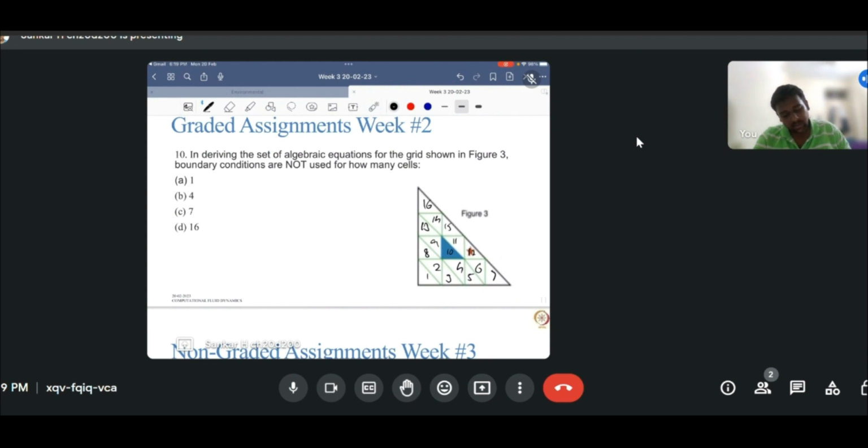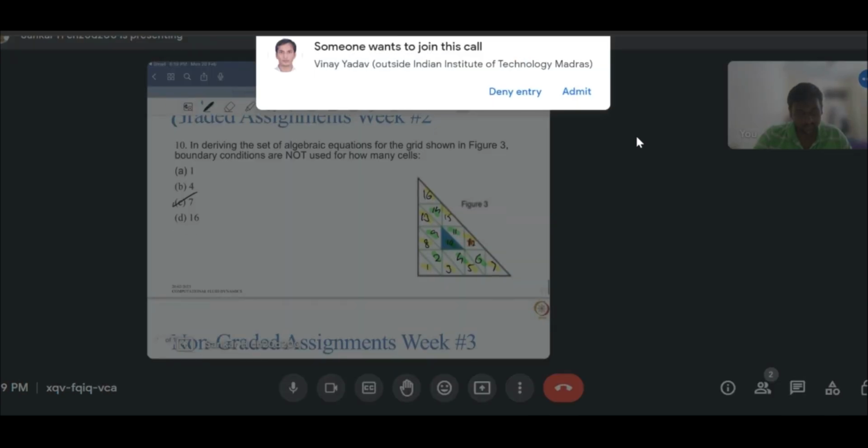16 cells in total. And out of which the boundary is shared by cell number 1, cell number 3, 5, 7, 12, 15, 16, 13 and 8. So there are in fact 9 cells that are in contact with the boundary. So it will be 1, 2, 3, 4, 5, 6, 7 cells that do not have a boundary condition. So the answer is option C, 7.